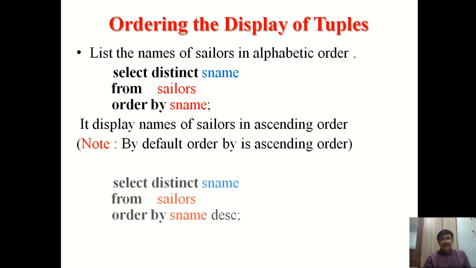We have one more query. Select distinct sname from Sailors order by sname DESC. So here we have used a keyword called DESC. That means the names are displayed in descending order like Z, Y, X, like this. So this is order by. The order by clause is also supported by the SQL select statement.